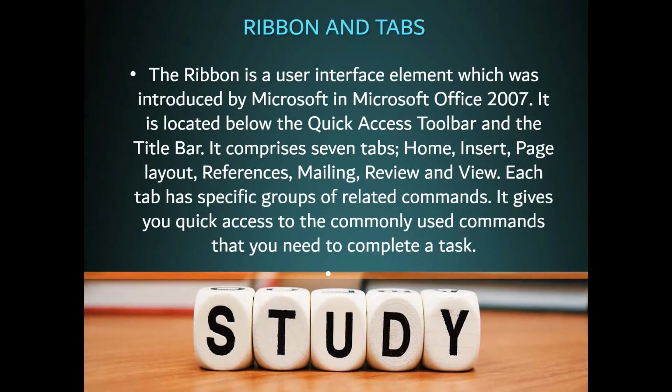Ribbon and tabs. The ribbon is a user interface element which was introduced by Microsoft in Microsoft Office 2007. It is located below the quick access toolbar and the title bar. It comprises 7 tabs: Home, Insert, Page Layout, References, Mailings, Review, and View. Each tab has specific groups of related commands. It gives you quick access to the commonly used commands that you need to complete a task.